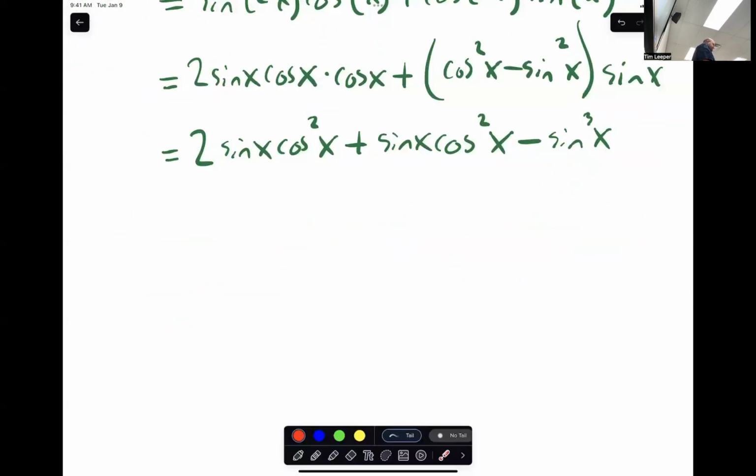Now, notice that 2 sine cosine squared plus sine cosine squared, they're the same variables and functions, just with different coefficients, right? Add them together, that gives us 3 sine of x cosine squared of x minus sine cubed of x.